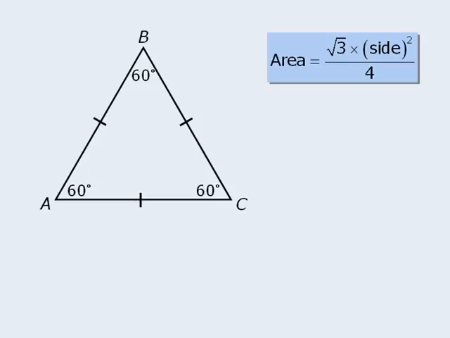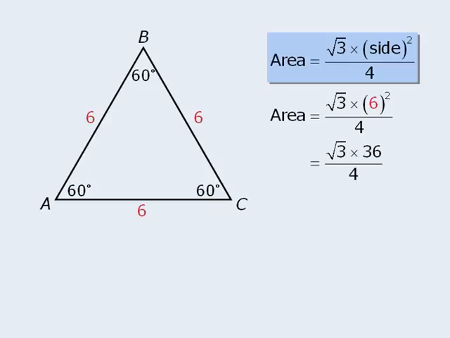So, for example, let's say that each side of this triangle has length 6. To find the area, then, we will plug 6 into the formula. When we simplify 6 squared, we get 36. And at this point, we can take 36 over 4 and simplify it as 9. So the area of this equilateral triangle is equal to 9√3.